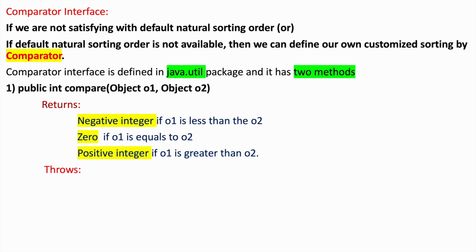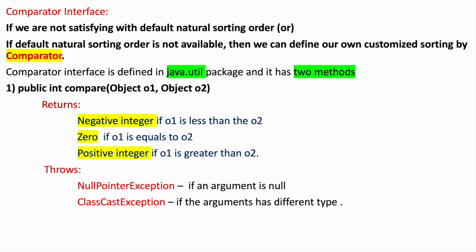This compare method may throw a NullPointerException when either object 1 or object 2 is null. It may also throw a ClassCastException if the arguments have different types. For example, if you are working with strings and object 1 is a string and object 2 is an integer or some other type, they cannot be compared, so in that situation it will give a ClassCastException.